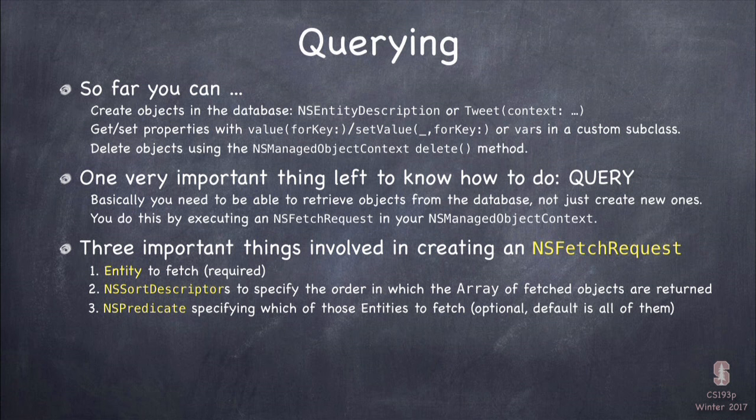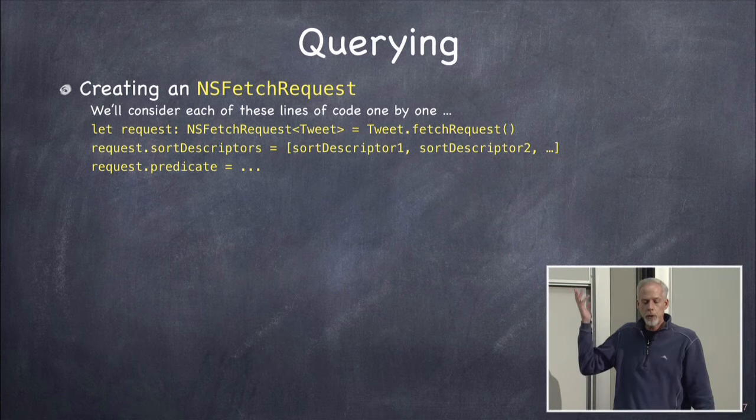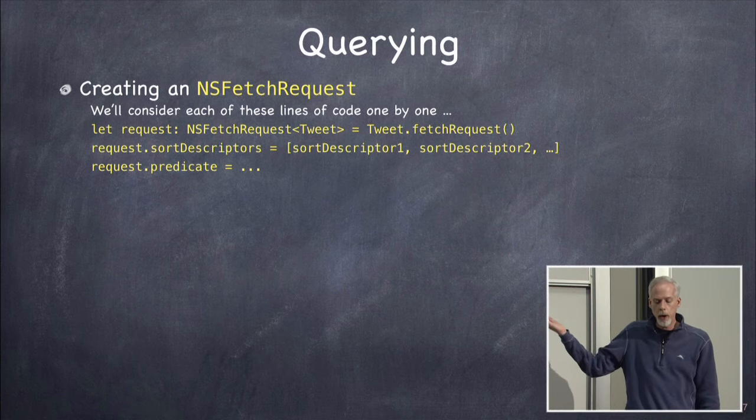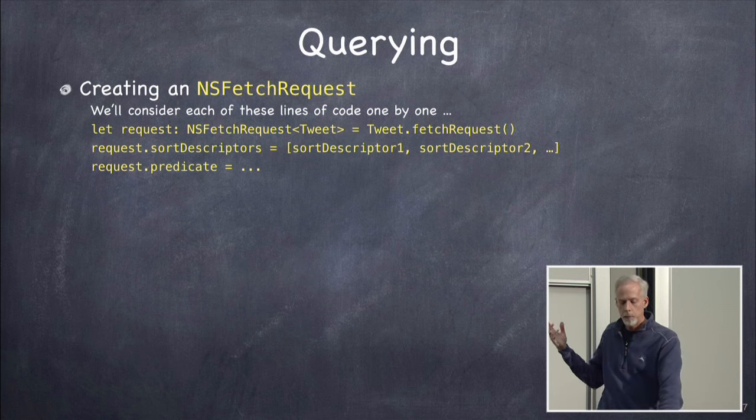And finally, we need to specify, what is it that we want? Which tweets do we want? Which Twitter users do we want? And we do that with something called a predicate. So let's dive in and look at all 3 of these things. This is what it looks like, kind of top level, to create a fetch request. You get a fetch request, you set its sort descriptor, and you set its predicate. So look at each of these 3 parts.